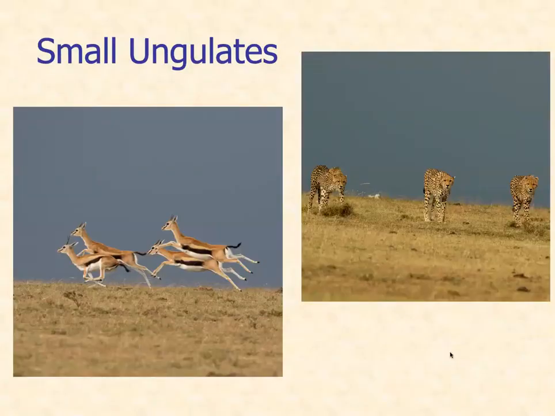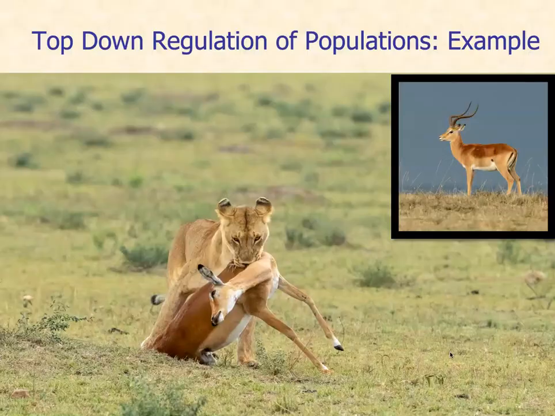Some examples of top-down regulation. You see these cheetahs on the right coming over the hill. They're hunting these Thompson's gazelles. And typically small ungulates are regulated by predators, and so that would be top-down population regulation. This lion is also feeding on a small ungulate, an impala. And again, small ungulates are regulated by top-down regulation. The predator determines the herbivore numbers.